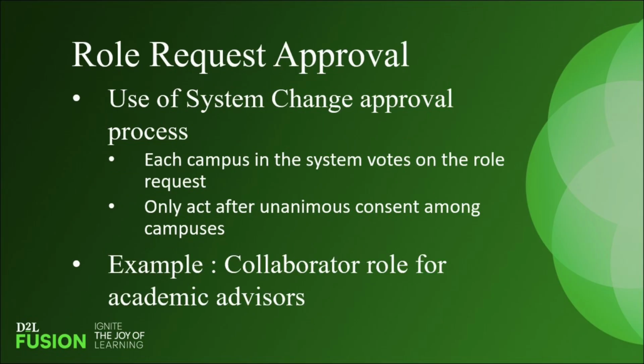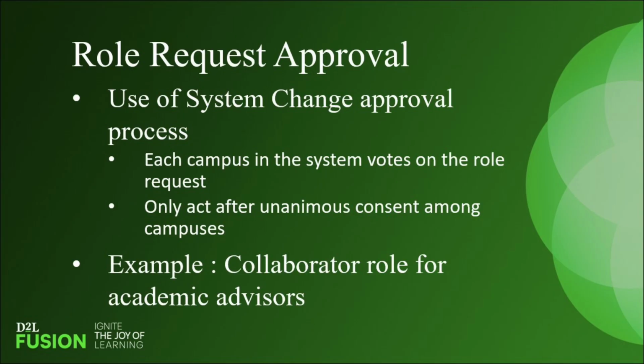In an attempt to keep the number of custom roles in our instance of Brightspace to a minimum, we require a vote to be taken at the system change meeting to grant approval to investigate the new role. Each campus in our system change meeting is granted a vote in this process. In addition, once the new role is investigated and tested to be production ready, another vote is taken to approve the rollout to the role requester. Each of these votes require a unanimous consent among the campuses to enable superadmins to act.